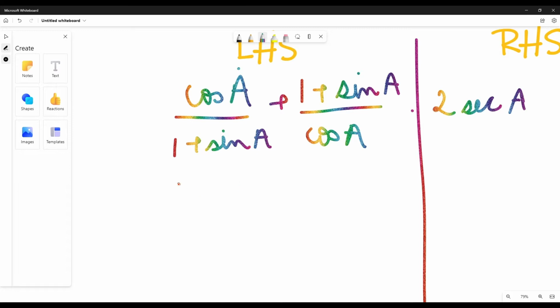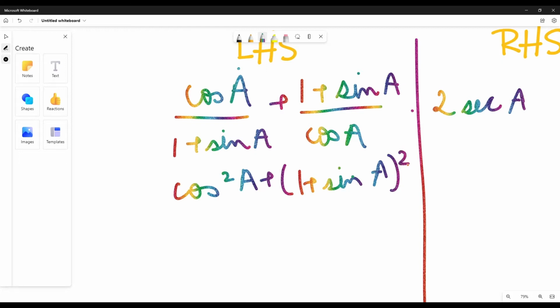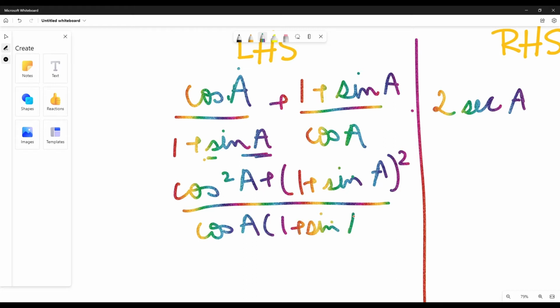So let's continue. We are taking the LCM of these two, and you know how to take an LCM. It's nothing of a big deal. This multiplied, this multiplied, because this does not have 1 plus sine A, and 1 plus sine A does not have cos A, so multiply with both of them and just make a line: cos A times 1 plus sine A. Very simple.